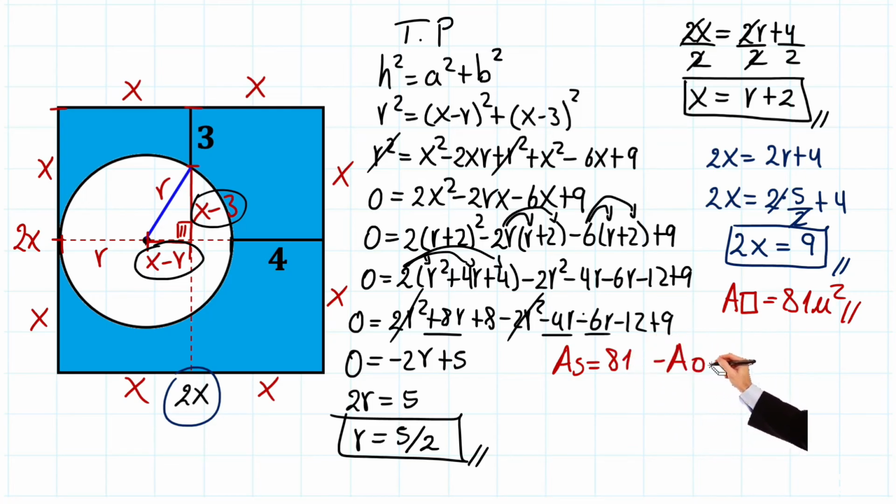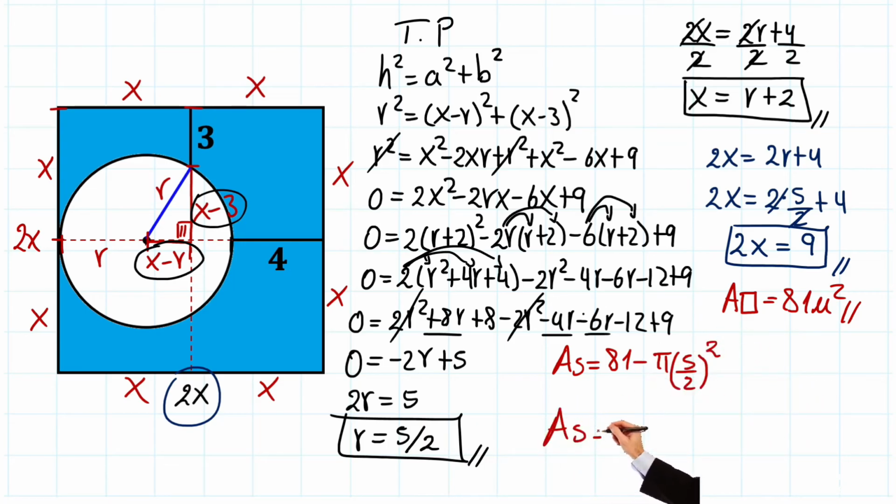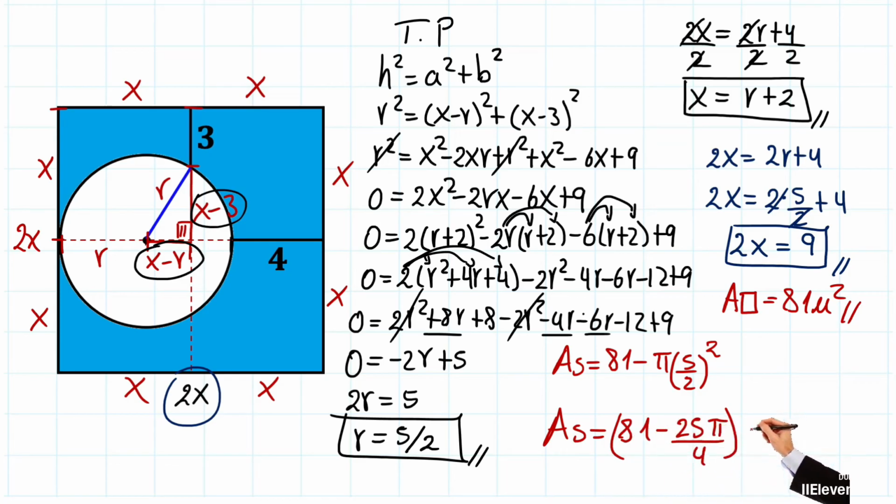The area of the square we already know is 81 square units. Let's just write 81. And the area of the circle, well, it's pi times radius squared. The radius we already know is 5 halves. Let's replace it then. 5 halves and all this squared. Here we get that 81 minus 5 squared, which is 25 pi, over 2 squared, which gives us 4. And we have that the shaded area, ladies and gentlemen, is 81 minus 25 pi over 4 square units, isn't it?